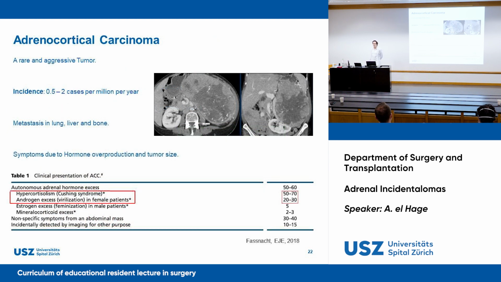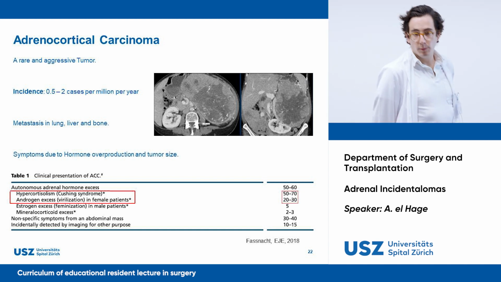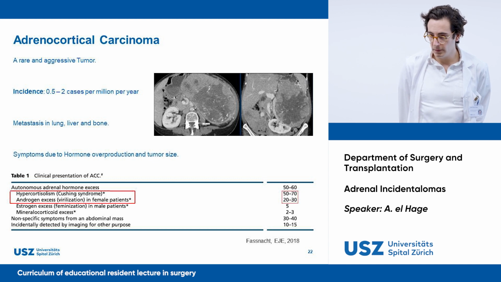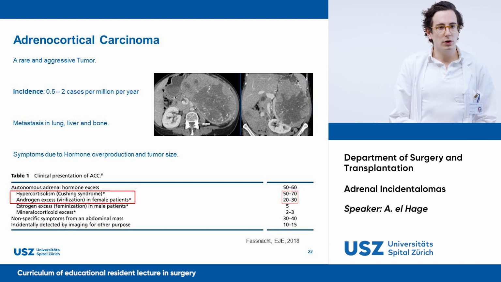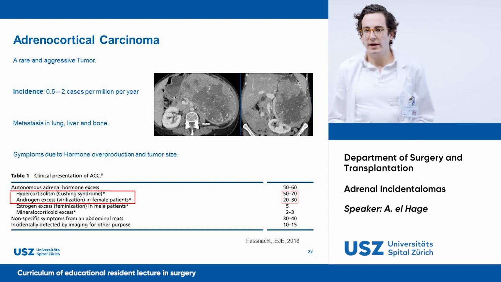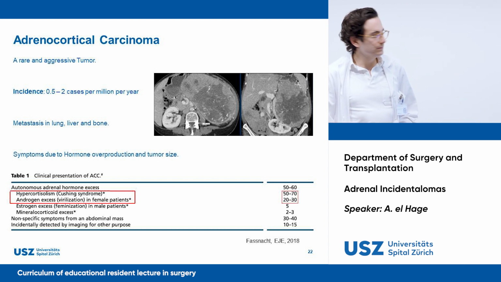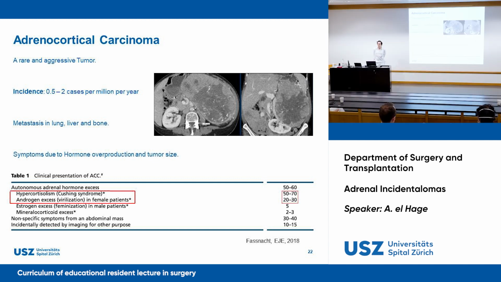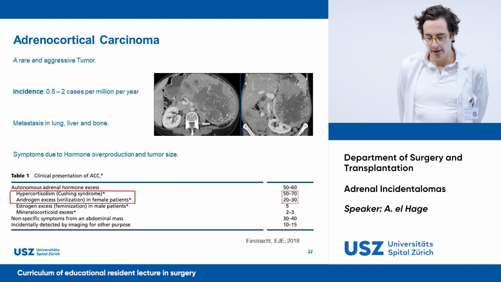Which brings me now to the adrenocortical carcinoma, which is a very rare but aggressive tumor. It occurs in approximately 1 in 1 million patients, metastasizes in the lungs, liver, and bone, and its symptoms are actually due to the tumor size and its hormonal activity. Fassnacht has shown that you mainly find hypercortisolism and androgen-producing tumors in ACCs.